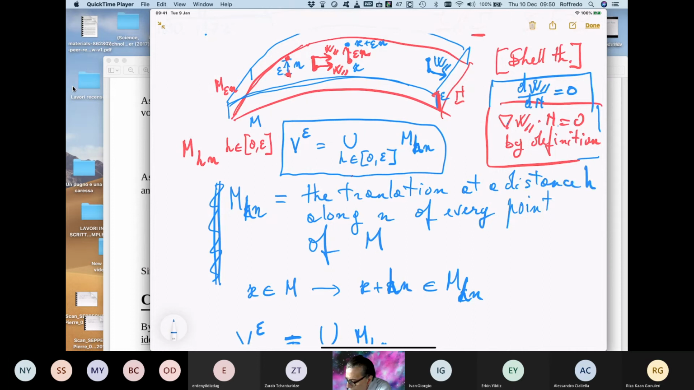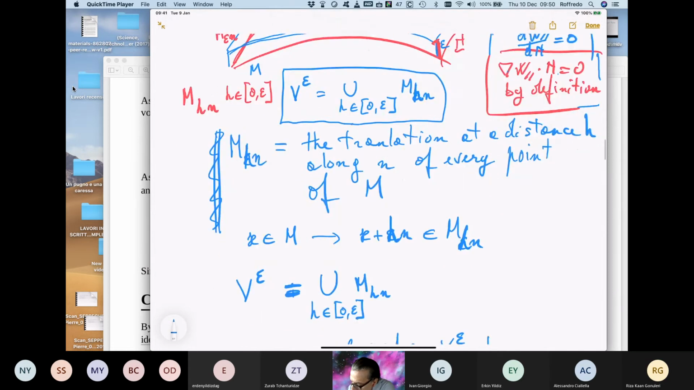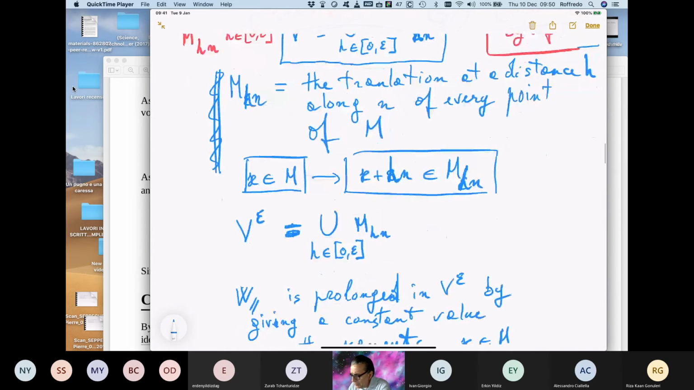Along n of every point of the surface M. So in formulas, x belonging to M is transformed into x plus hN. So this is a very simple formula. Okay, and you understand what we are doing.